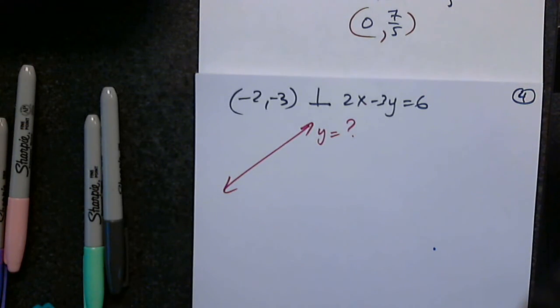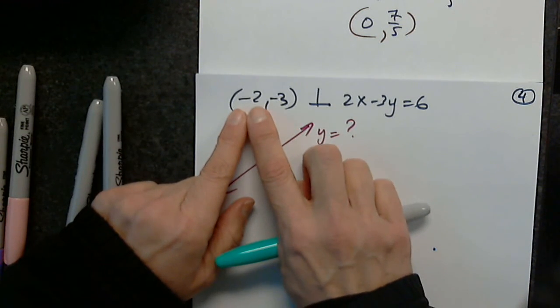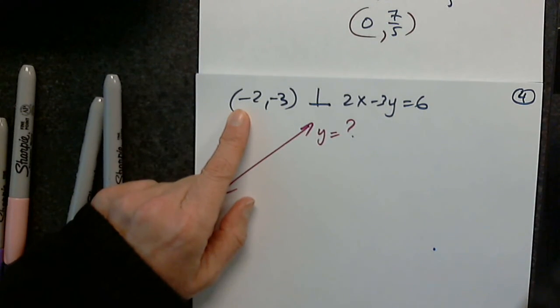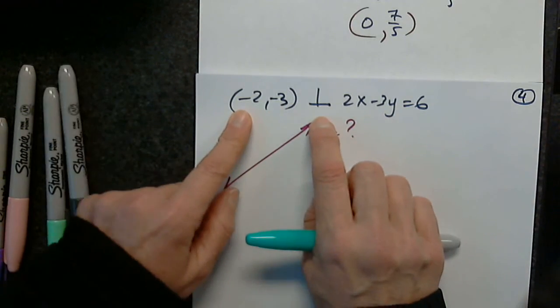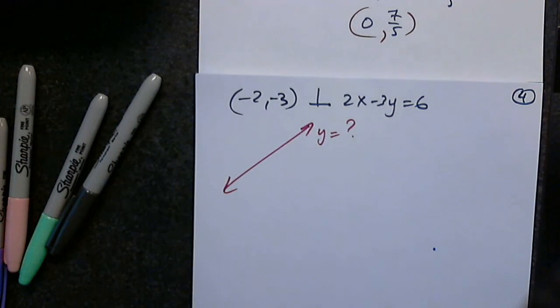Can you repeat it again? Yes. So we're asked to find the equation of a line that passes through -2, -3, right? That's still there. The rest is not. And perpendicular to 2x minus 3y equals 6. So this is the line that I'm trying to find the equation for.